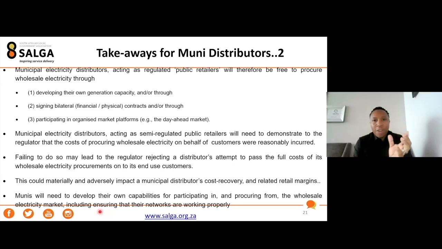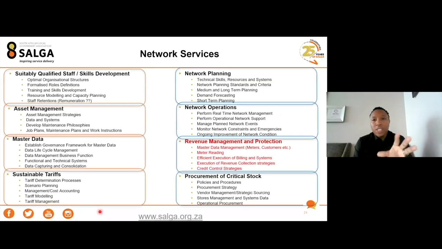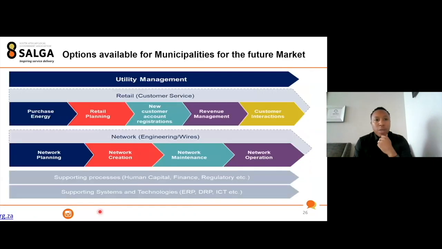Yes, I think I've mostly emphasized what could be the role of municipalities and the opportunities going into the future. I was just making examples. When you want to be a successful network services provider, there are some things that you must make sure you're on top of your game on. And also playing in the DER space, these are some of the business models that municipalities could actually adopt towards preparing to play in the market space.